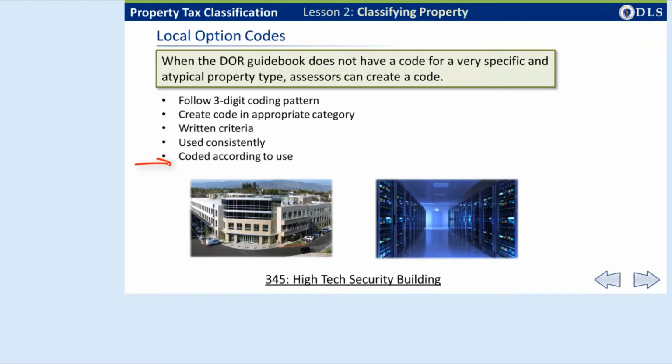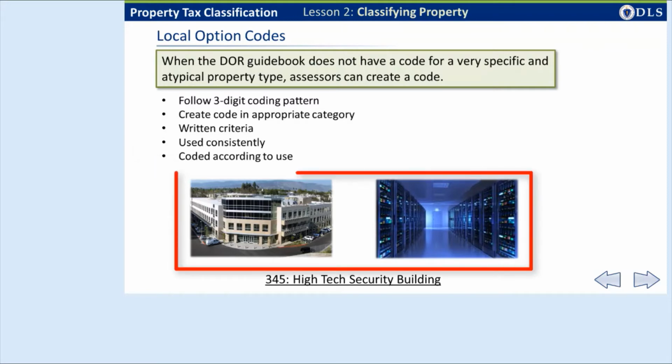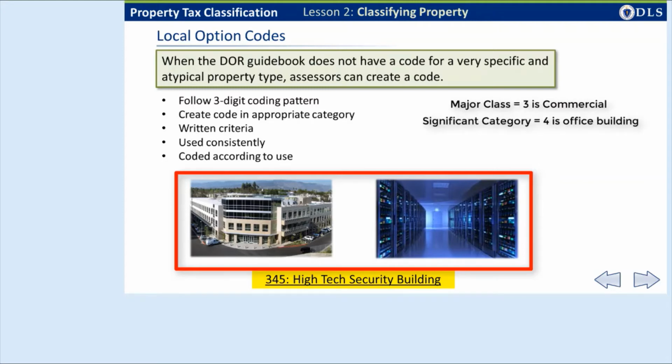Local option codes should be created based on the use of the property. For example, a specialty office building leasing to a high-tech security company is not found in the Property Type Classification Code book. In this situation, the assessor could assign the code 345. In this example, the major class of 3 is commercial. The significant category 4 is an office building, and the specific property type in that category is designated as 5 for high-tech security.